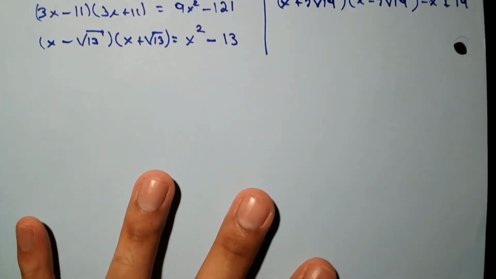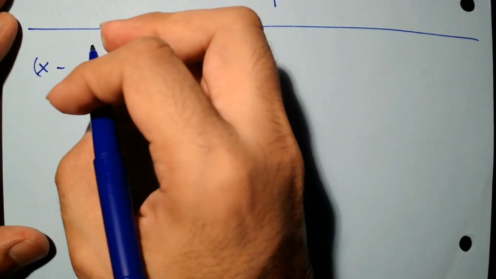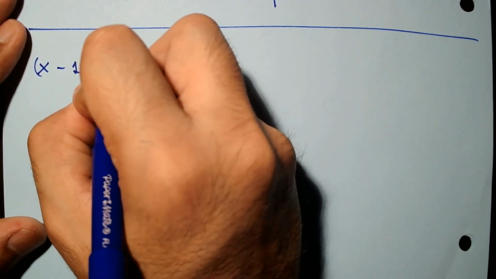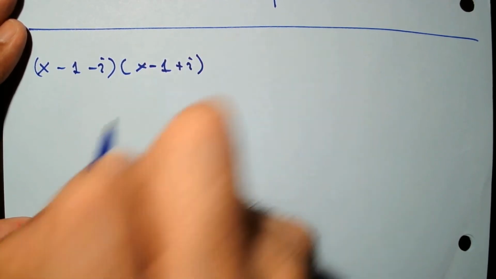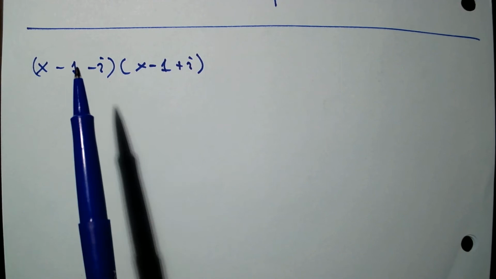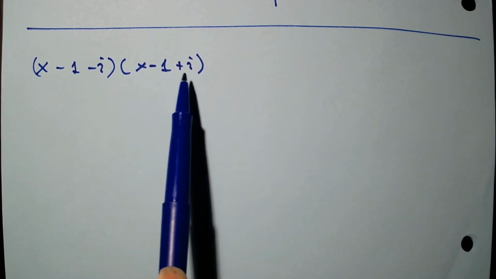Now we're going to run into a situation in which we are not just going to have a real number and an imaginary number, but actually complex numbers. For example, like in this case, let me make something up. Something like x minus 1 minus i, and x minus 1 plus i. So in this case, we will need to find a polynomial whose factor form is this product of two trinomials, because this is 1, 2, 3 terms, 1, 2, 3 terms.